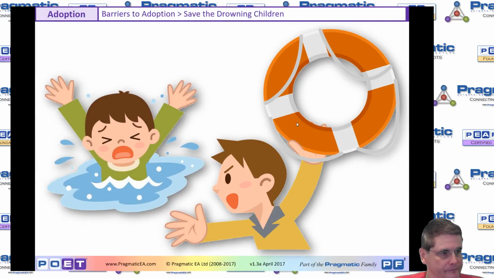The last one actually is this one now, Save the Drowning Children. This refers to a story which I adapted. Most people in an organisation spend their time saving the children that are drowning in the river, whereas Pragmatic is all about, our focus is stopping children falling in the river in the first place. I won't go into the details of the story. You can read that on the website if you want. I don't think that one's in the training pack actually, because it was content that was added.